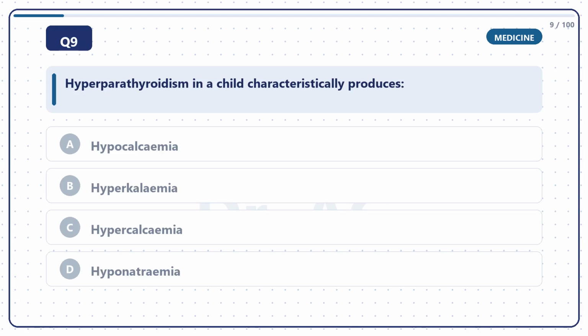Question 9. Hyperparathyroidism in a child characteristically produces Option A. Hypocalcemia. Option B. Hyperkalemia. Option C. Hypercalcemia. Option D. Hyponatremia.